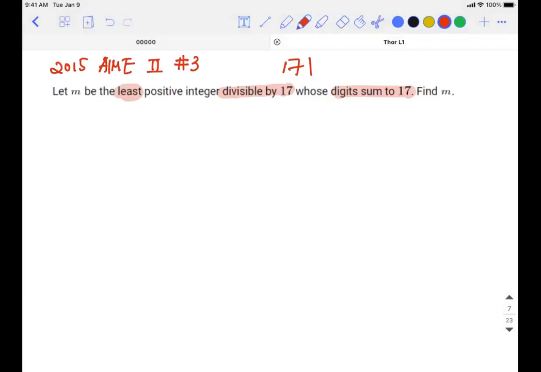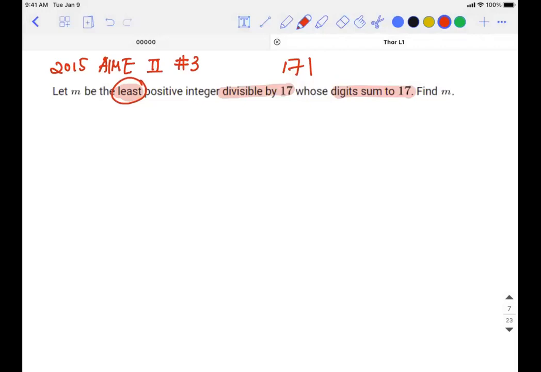Okay, so let's try to think about it. It looks like these kinds of numbers can be a lot, right? Numbers divisible by 17 where the total digit sum is 17. Maybe not only one or two, there can be a lot. So the question only asks you to find the least, the smallest one. If you want to find the smallest number divisible by 17 where the total sum of all the digits goes to 17.